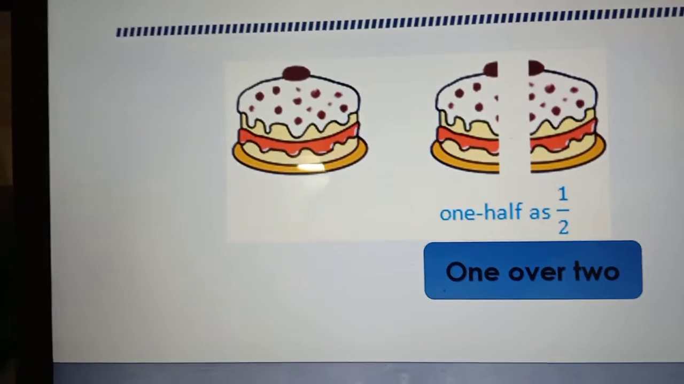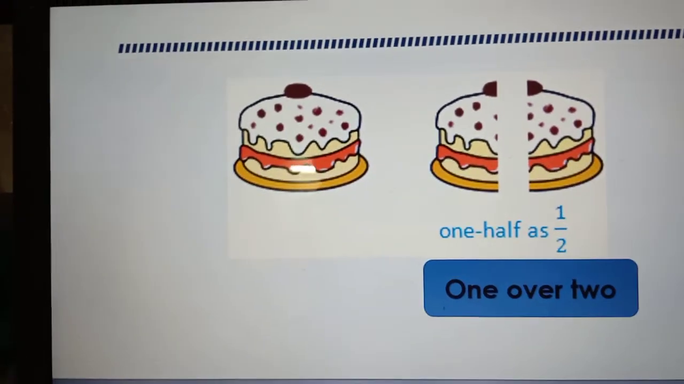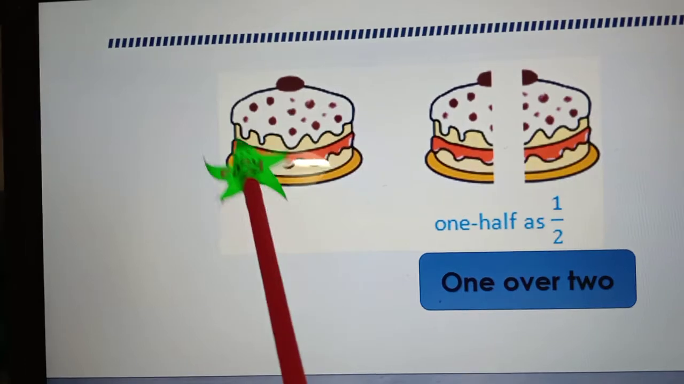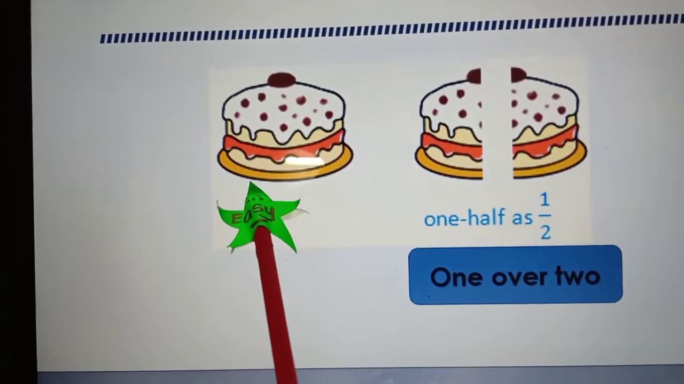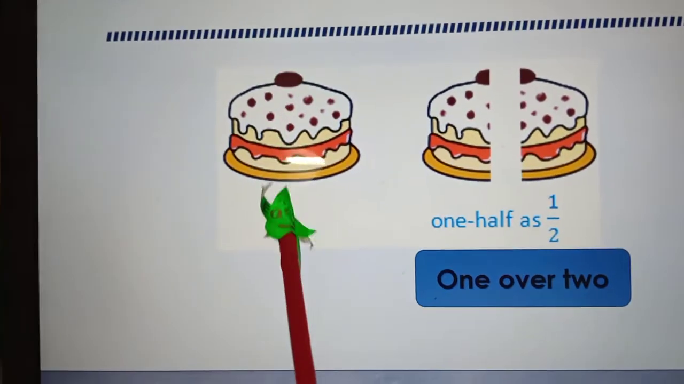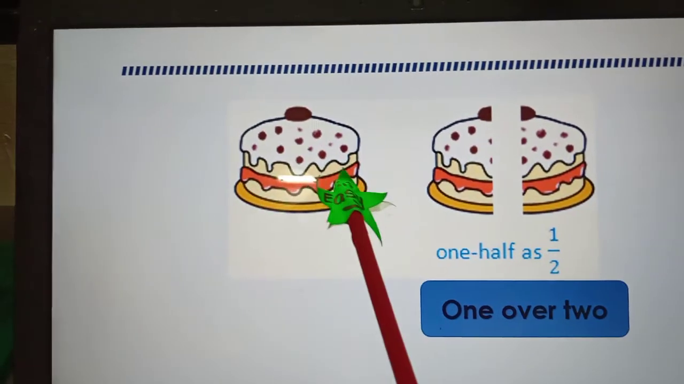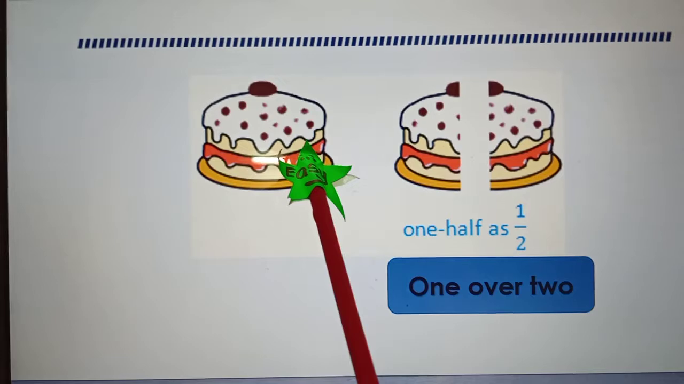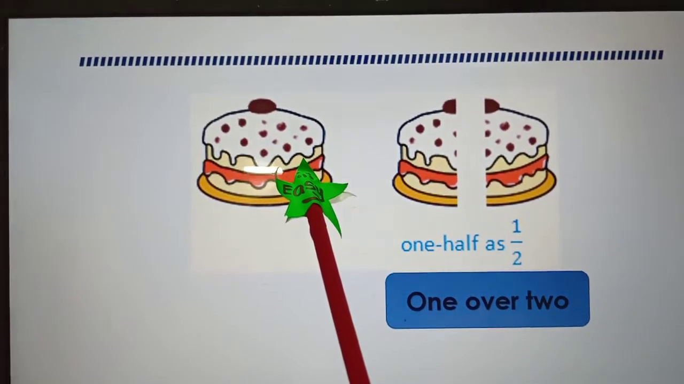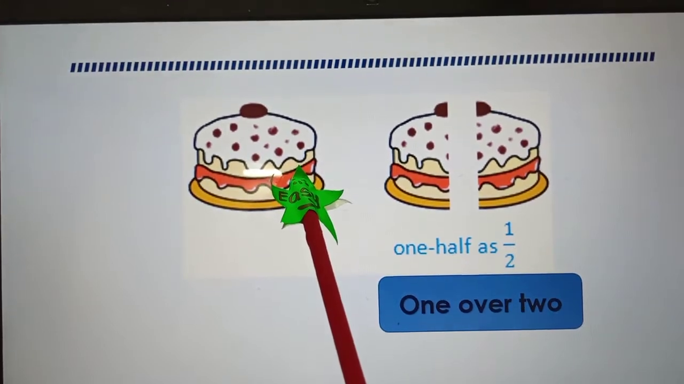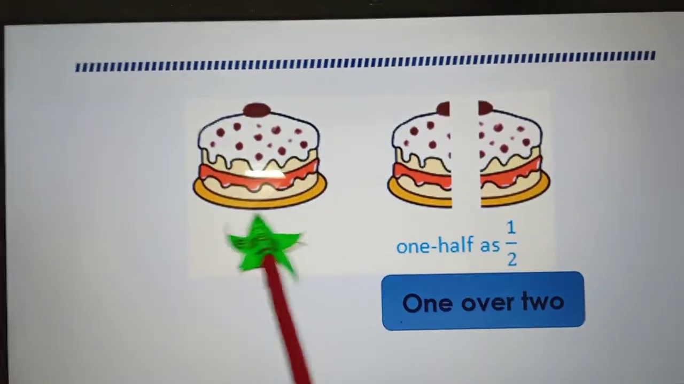Okay, first of all, you see the first picture. Can you see this one? One full cake, isn't it? We didn't cut, we didn't share with anybody. So this one, what do we call this one? This one we call as whole. W-H-O-L-E. Whole. Okay, one whole cake.